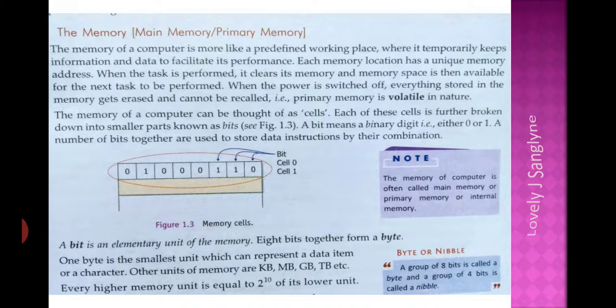The memory of a computer can be thought of as cells. So here in this figure, figure number 1.3, you can see these are the memory cells. The memory is actually represented as cells, and each of these cells is divided into smaller parts known as bits. So keep in mind that the smaller parts of a cell are known as bits, B-I-T-S. A bit means a binary digit, that is 0 or 1. So only two digits are there, and those two digits are 0 and 1. So bit means binary digit, that means only 0 and 1.